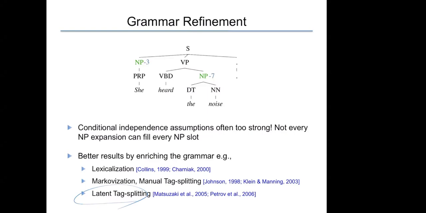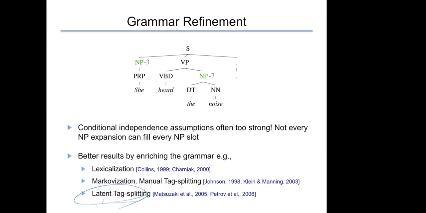And so what they did was that instead of manually defining which class of NP each belongs to, so here the 3 and 7 are the different kinds of NPs, depending on what they do in the sentence, what their role is. In the latent text splitting, the model doesn't have any prior knowledge about these tags. They just make the tags as they go in order to improve the final accuracy. And that was the work in 2005 and 2006 called latent text splitting.